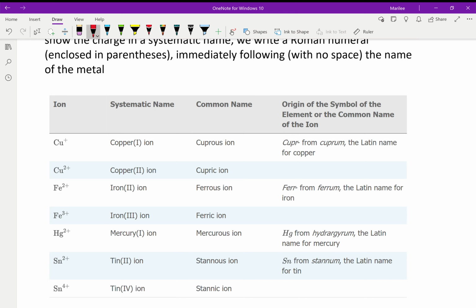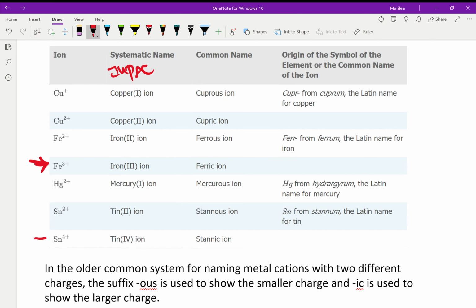The common name here, you see it says the cuprous ion and the cupric ion. It's not the IUPAC name though, so the systematic name is the IUPAC name that I went over previously. So you see there are multiple ions that have the 1 and the 2, or this one, iron here has three ions. Tin has 4. So it's very common to have multiple.